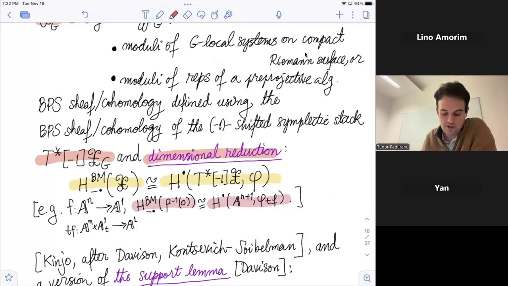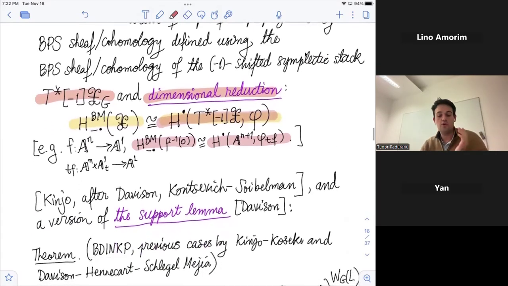So there are also other versions of dimensional reduction in terms of natural transformation of functors due to Davison. But the form discussed here is due to Kinjo. And the way we're using it is not the way in this example. That is, we already know something about this -1 shifted geometry, and then we move it to the more classical geometry of zero shifted symplectic stacks. So this is one ingredient.